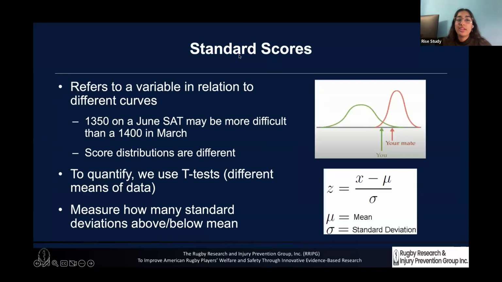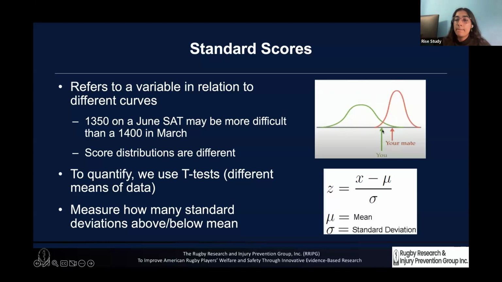The next thing we look at are standard scores, and this is in relation to a curve. As many of you probably know, if you've taken any standardized tests, the curve could vary with each test. For example, I use the SAT as an example. A 1350 on a June SAT may be more difficult to achieve than a 1400 in March. And just to really illustrate this point, I have this example here on the right. We can pretend that these are two different test curves.